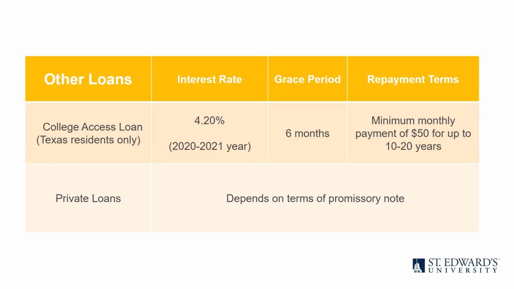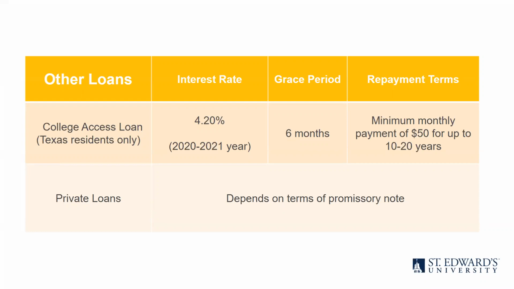The interest rate for this academic year is 4.2%. Again, like the other ones, it's going to get reevaluated for the next academic year, but its interest rate is fixed based on the year borrowed. So the amount you borrowed in that year will always have that same interest rate. And it also has a 6-month grace period and minimum monthly payment of $50 for 10 to 20 years per loan.